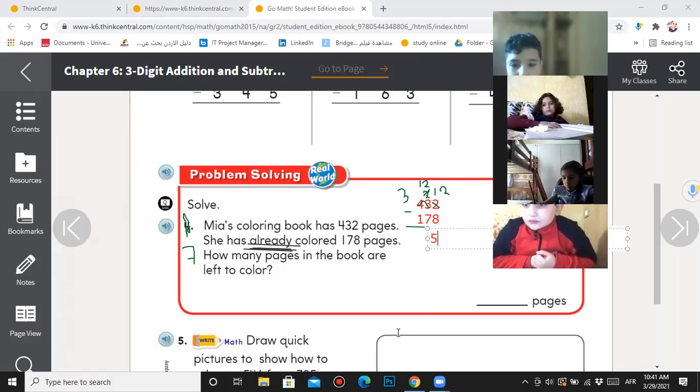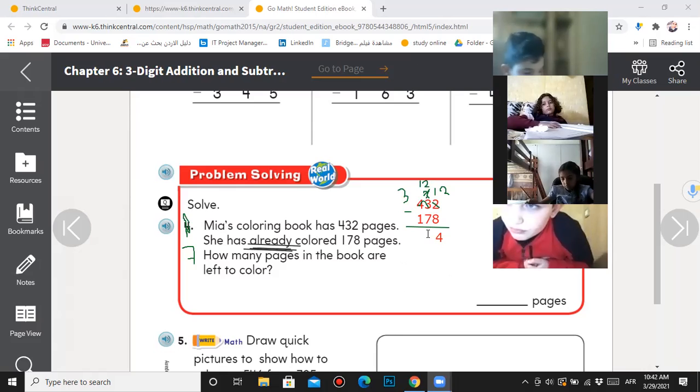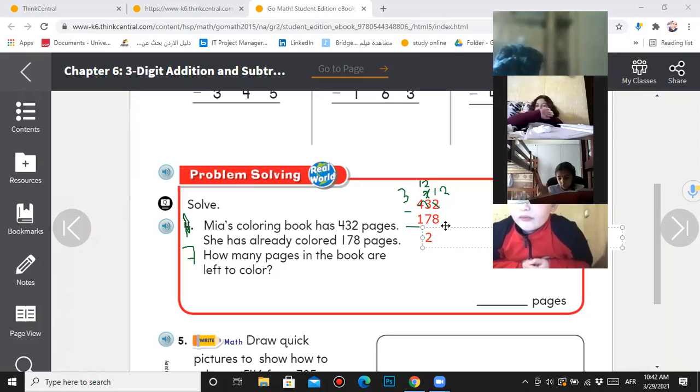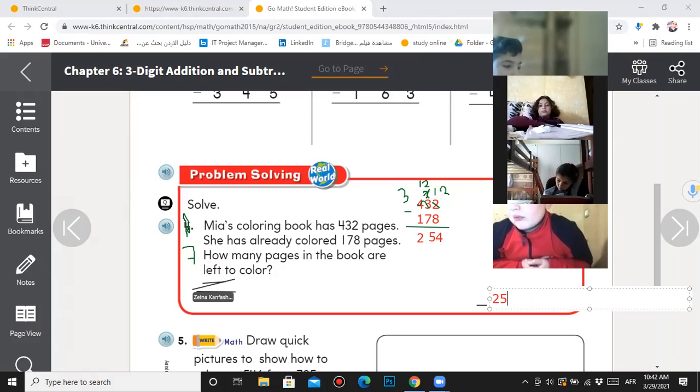5. Good job. 3 minus 1 equals 2. So the answer is 254. We regroup twice, two times.